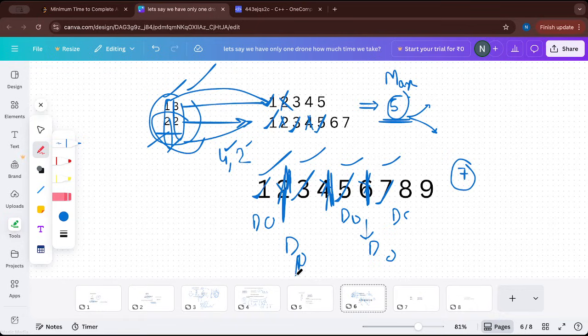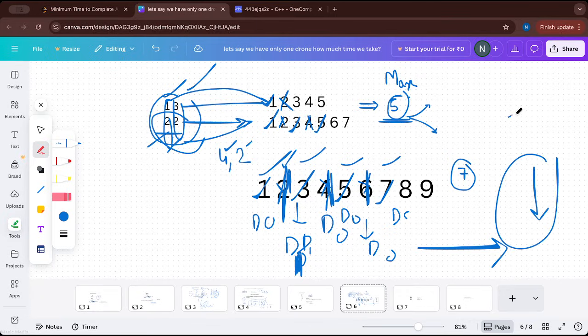Or drone 1 can recharge here, and drone 0 can recharge here. As drone 1 recharged here, drone 1 will deliver here. So in this way we are able to make both correct, because we are able to make both D1 plus D2 deliveries, and also we are making sure that at combined multiples, for example, at 246, we are not delivering anything.